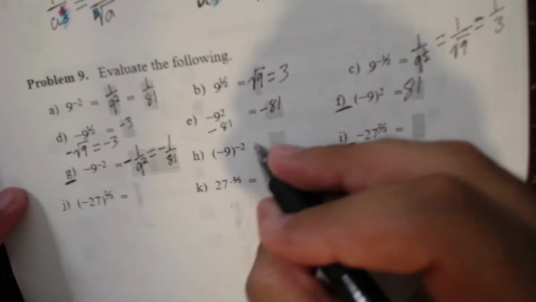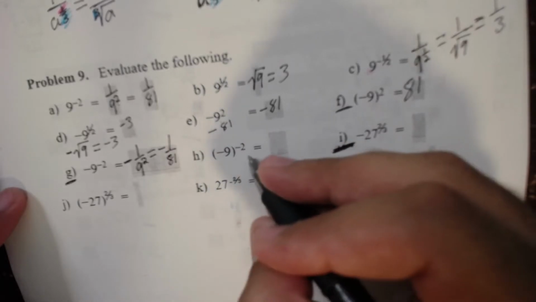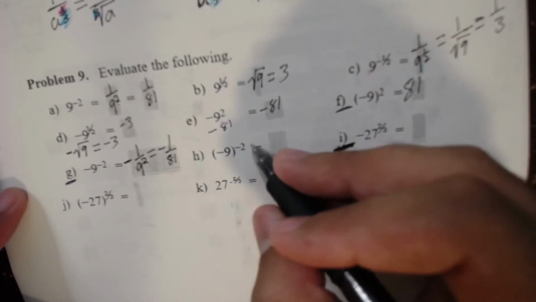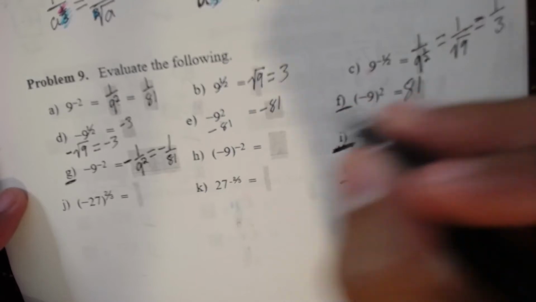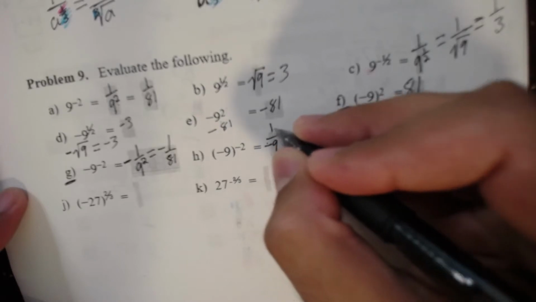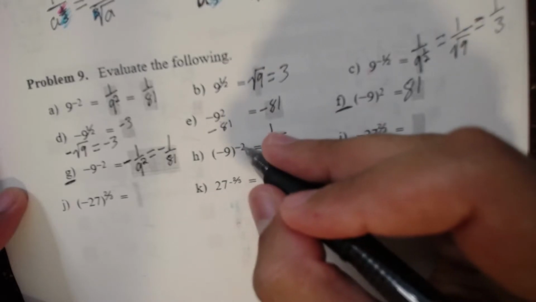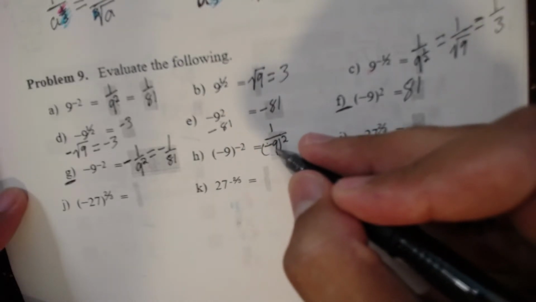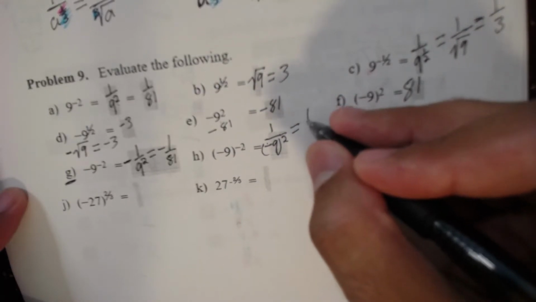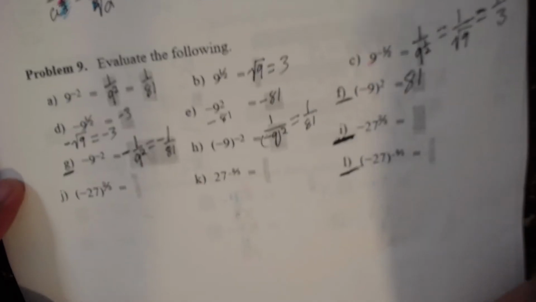Okay, we've got a negative exponent, and you see how there's parentheses? We've got to do the entire thing. It's negative 9. We're doing the exponent of negative 2 on negative 9. Remember, we're swapping the negative exponent to a positive exponent. We're still keeping that negative 9 because it's inside the parentheses. Okay, what's negative 9 squared? That is 1 over 81. You got that?